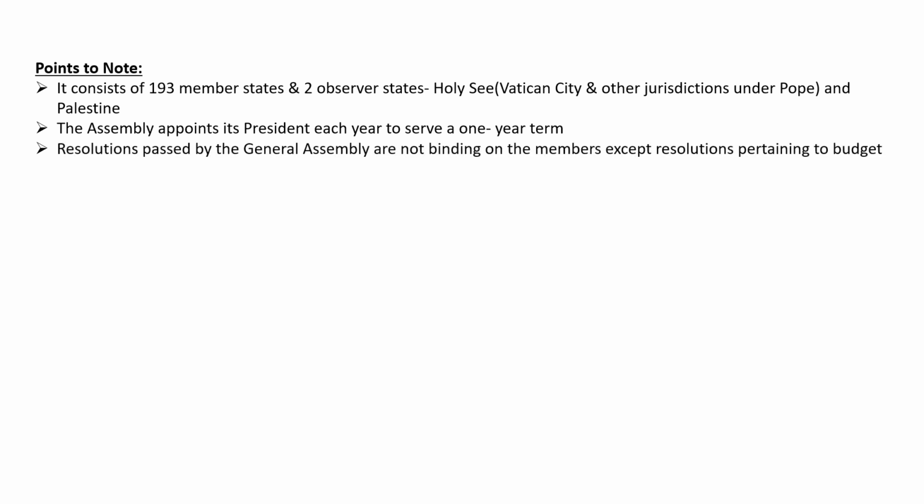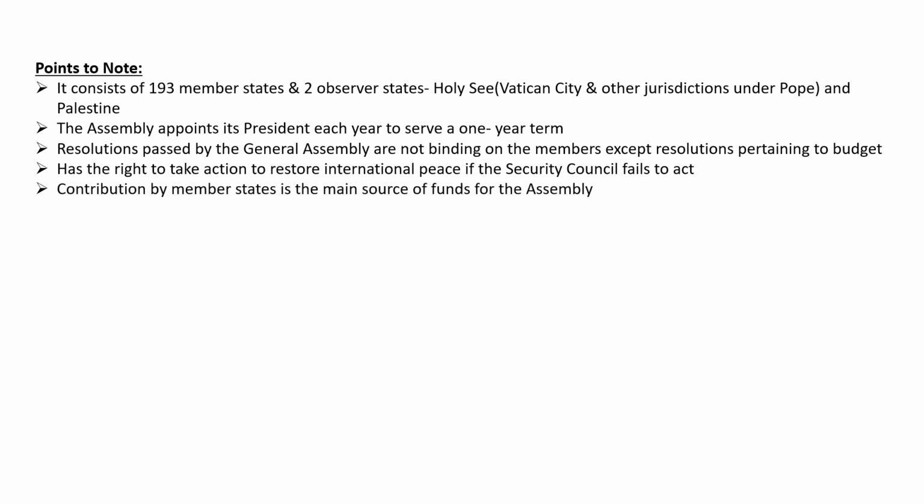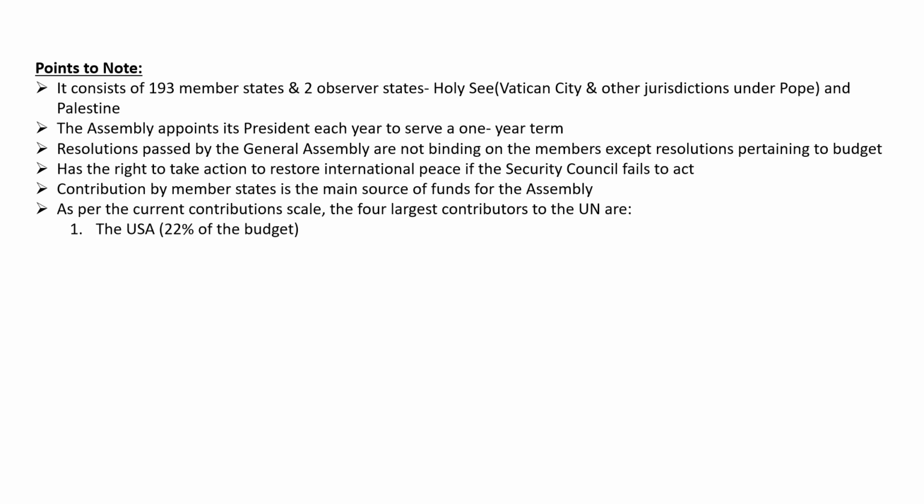Resolutions passed by the General Assembly are not binding on the members except resolutions pertaining to budget. The Assembly has the right to take action to restore international peace if the Security Council fails to act. Contribution by member states is the main source of funds for the Assembly. As per the current contribution scale, the four largest contributors to the UN are: the first is the USA, which contributes 22% of the budget. Second, China, 12%. Third, Japan, 8.5%. And fourth, we have Germany, which contributes 6% of the budget.